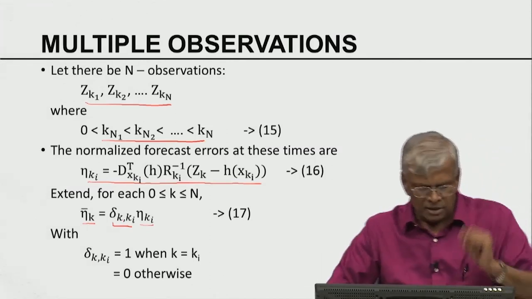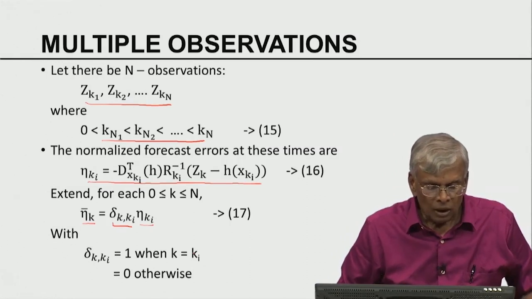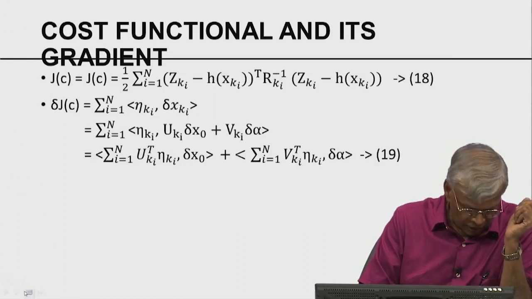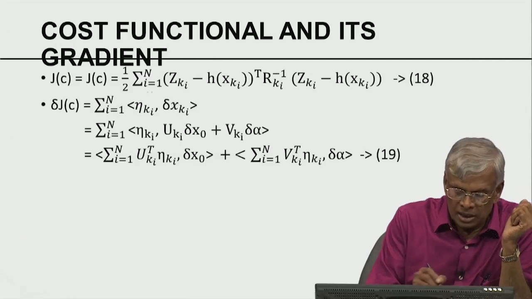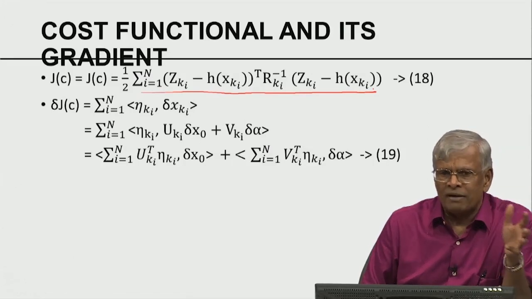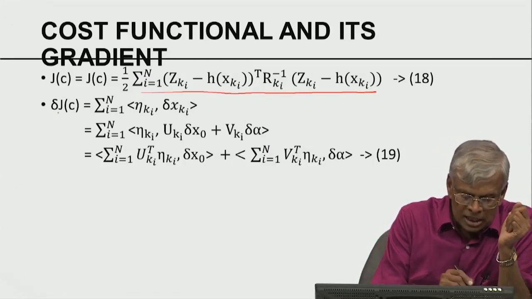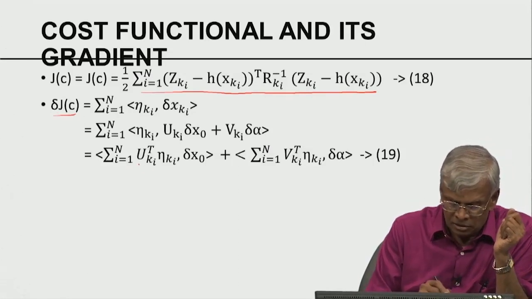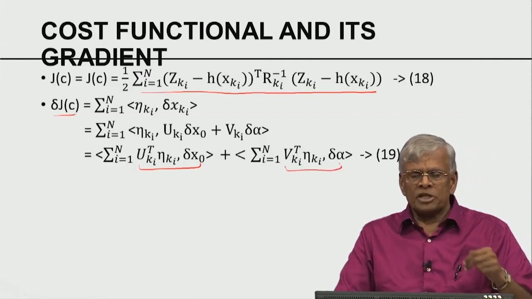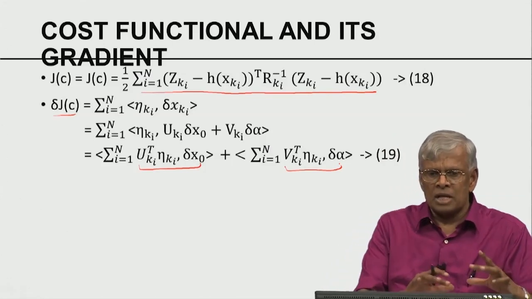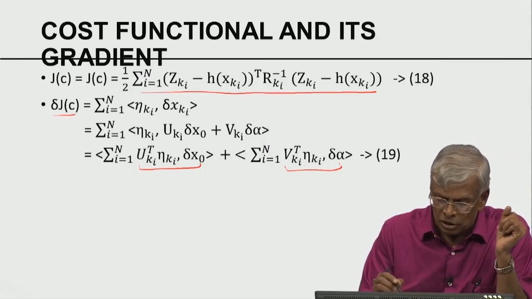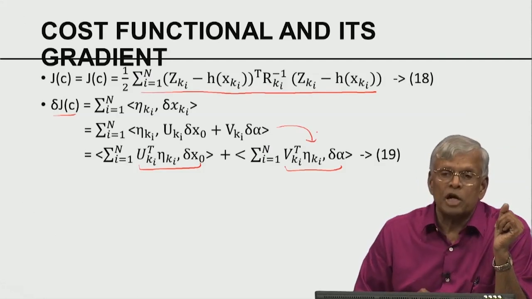So delta k is the standard delta function. With this standard delta function, we can now express the cost function. Again, delta J is the sum of all the weighted squared errors over all the observations. We have already seen delta J is given by this: the forward sensitivity part with respect to the state, and the forward sensitivity part with respect to the parameters. I know I am skipping some of the details, but the details are already explicitly given. We have already seen that the move from here to here uses the adjoint property.